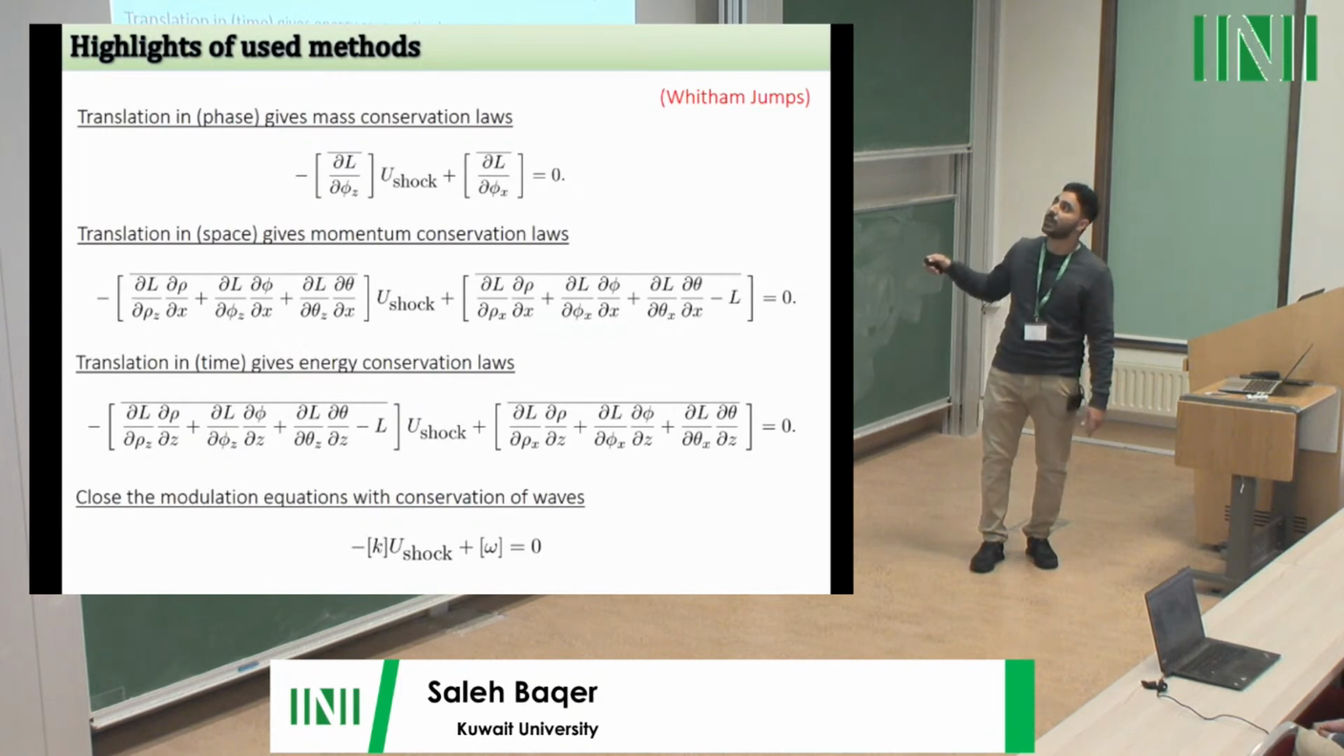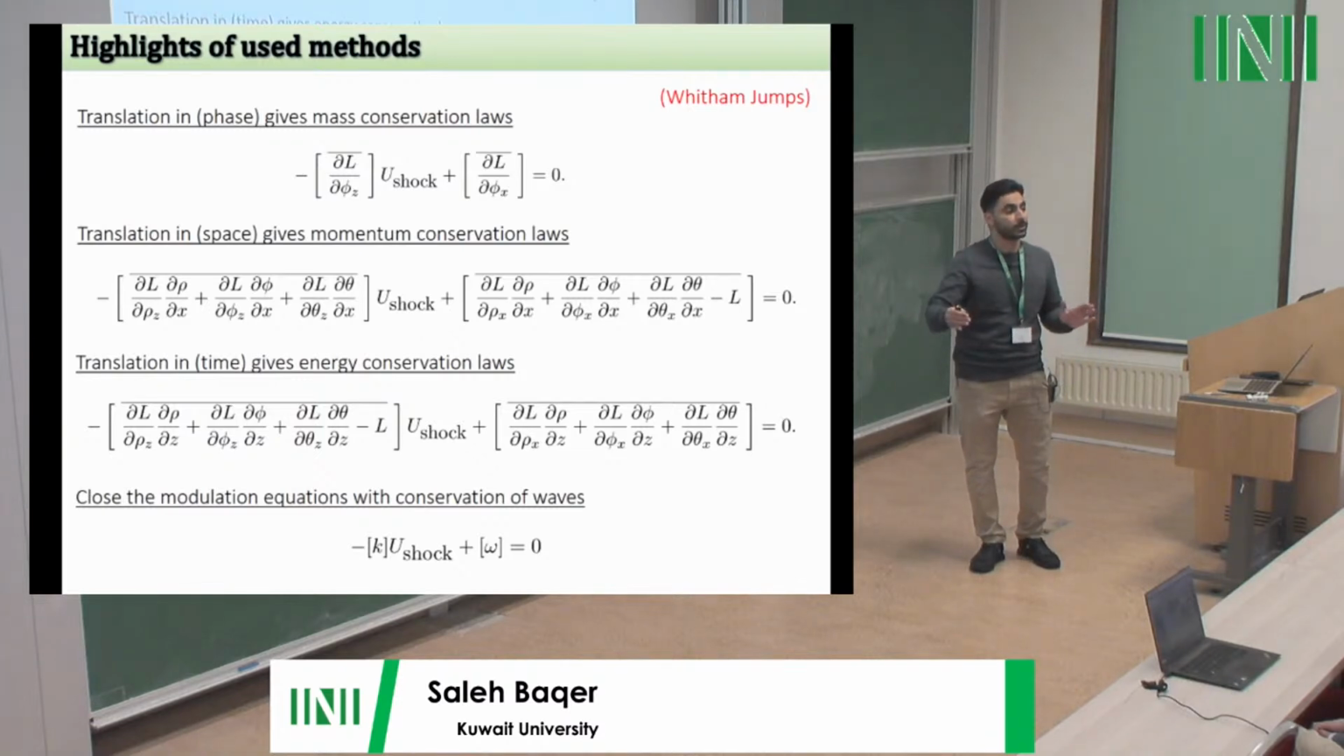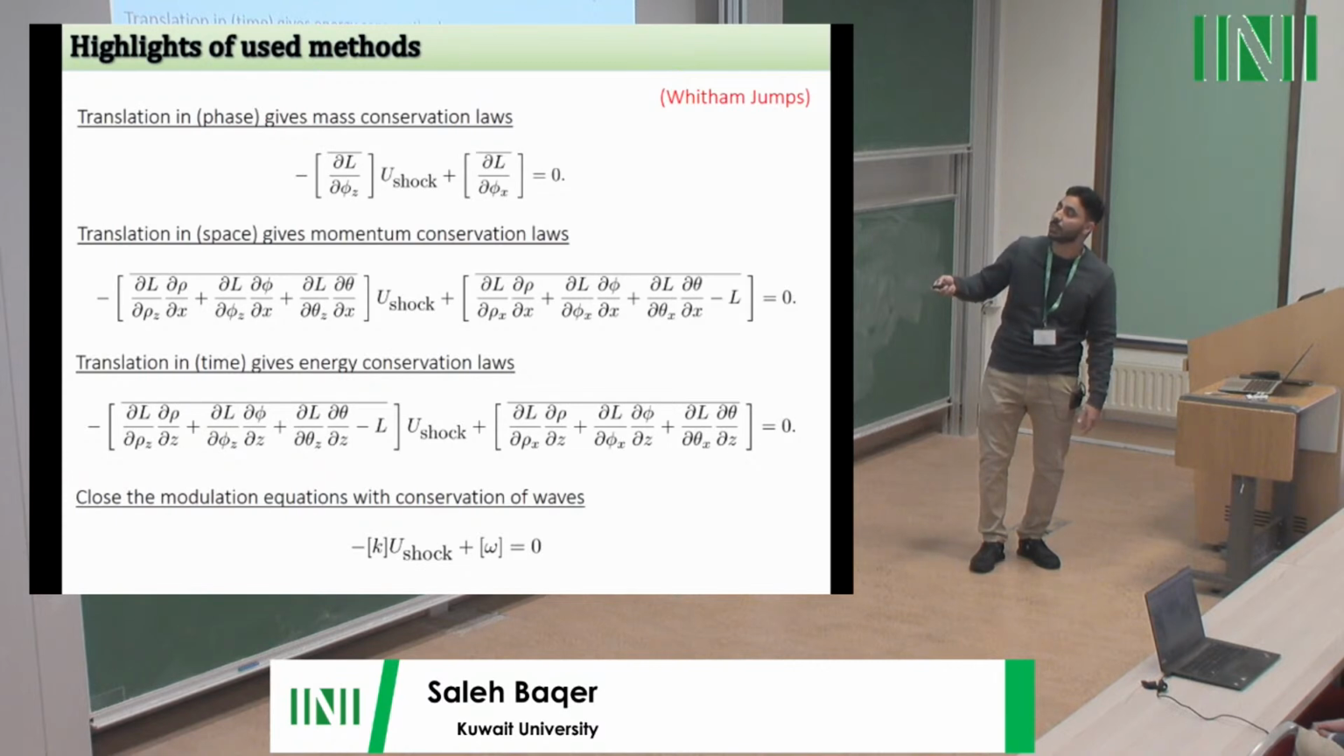Translation in phase gives the mass conservation law. Translation in space gives the momentum conservation law. Translation in time gives the energy conservation law. And then you take the slowly varying Stokes wave solution, you substitute it into the conservation laws. You average over the fast scale, which is the phase, and then you end up with a system of PDEs in terms of the slowly varying wave parameters, which are the modulation equations. And you always close your modulation system with the conservation of waves.